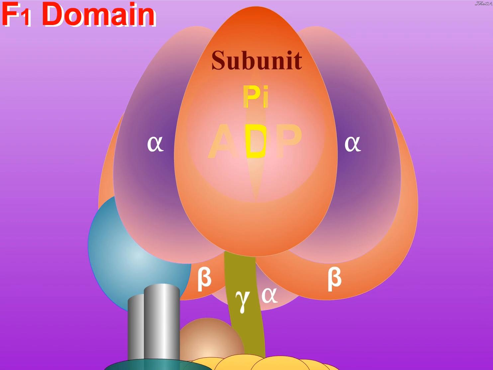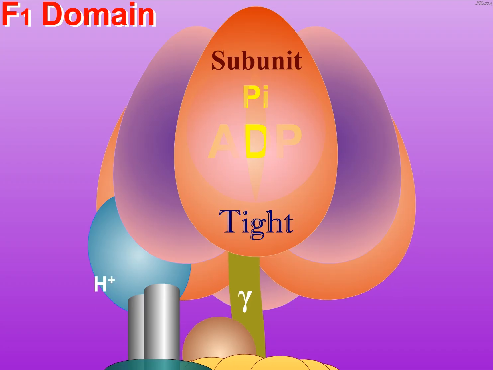The F1 domain projects into the mitochondrial matrix. F1 has 3 alpha and 3 beta subunits. It is the beta subunits that have the ATP synthase activity. Energy from the turbine is transduced through the gamma subunit to induce conformational shifts of the beta subunits.